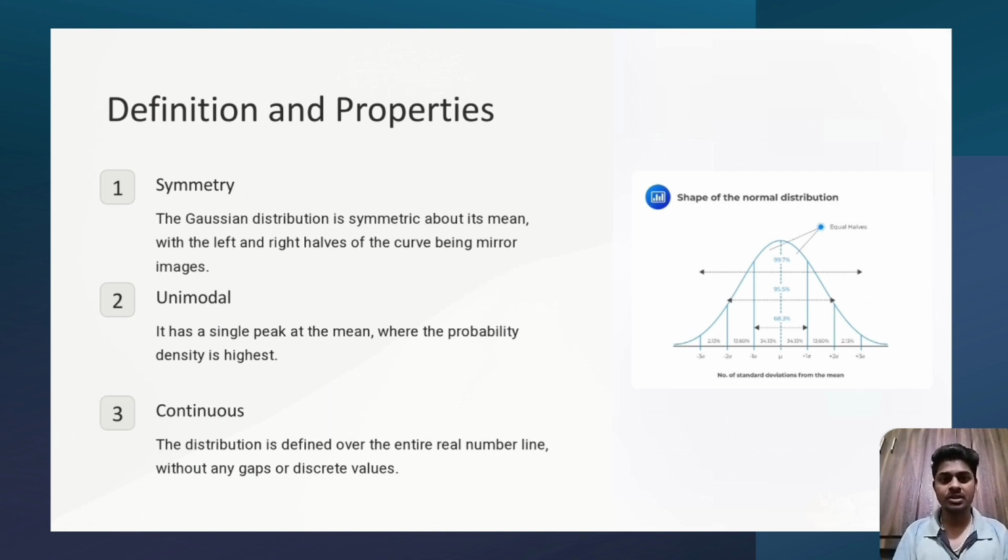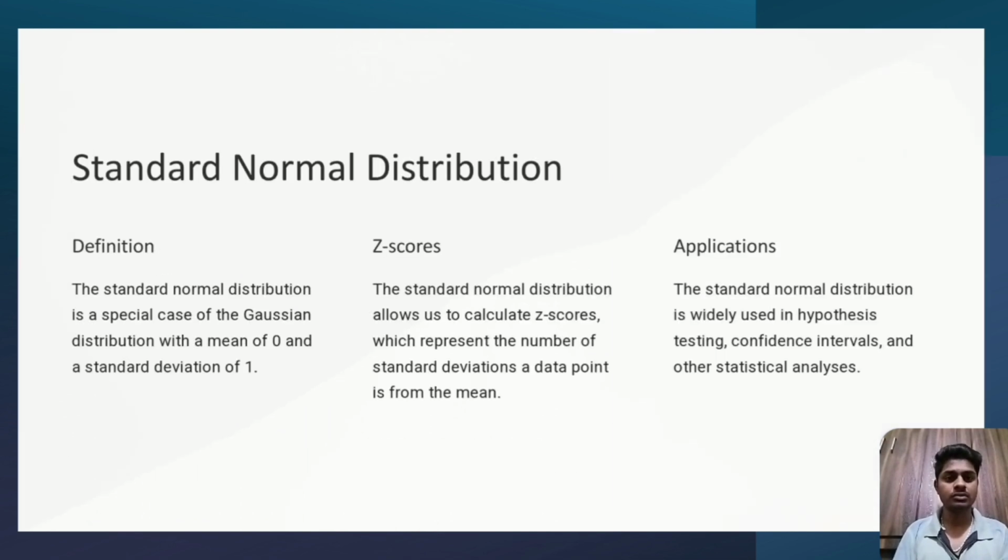Definition and properties. Symmetry. The Gaussian distribution is symmetric about its mean, with the left and right halves of the curve being mirror images. Unimodal. It has a single peak at the mean, where the probability density is highest. Continuous. The distribution is defined over the entire real number line without any gaps or discrete values.